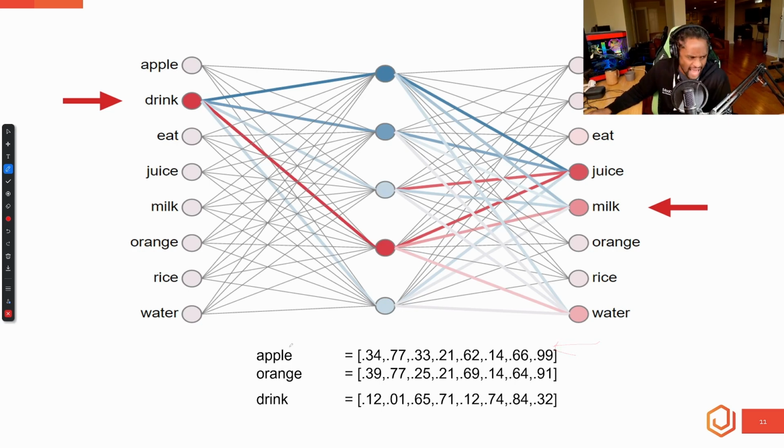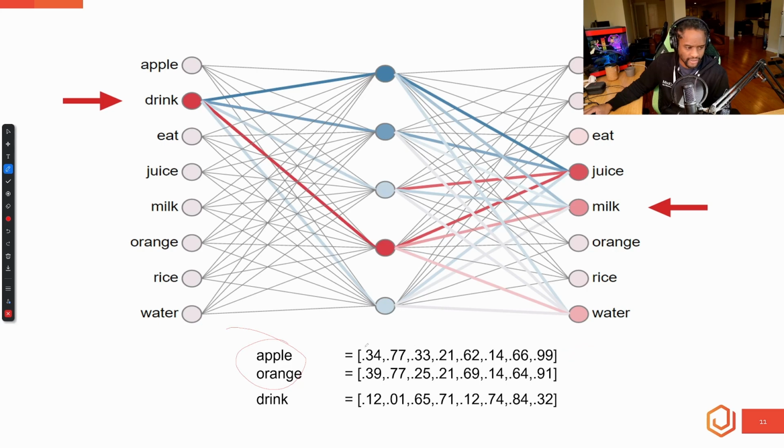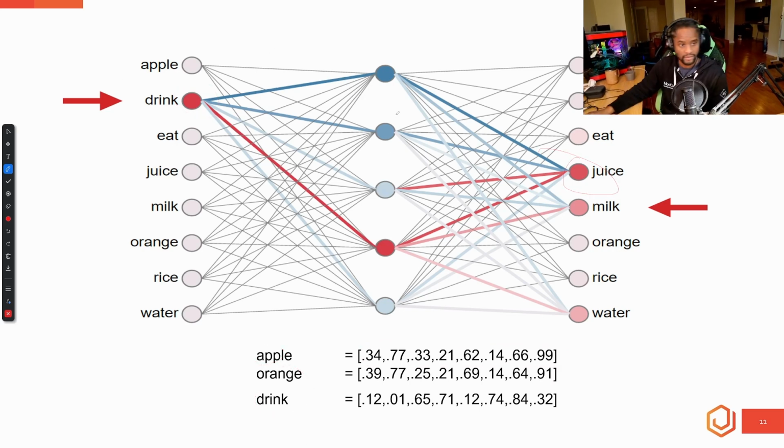We want that. And we want apple and orange to be closer in distance than apple and drink, right? So you have drink here, you have drink and juice. Those should be close. The representations should be close for juice and drink.